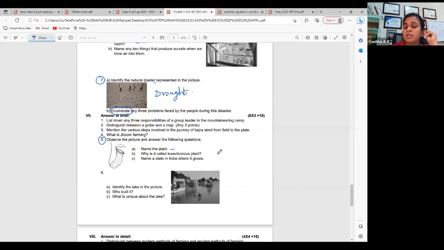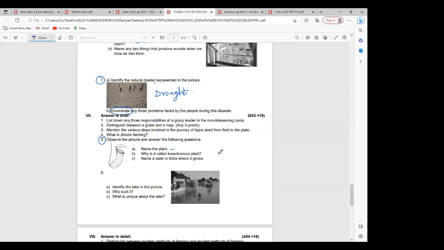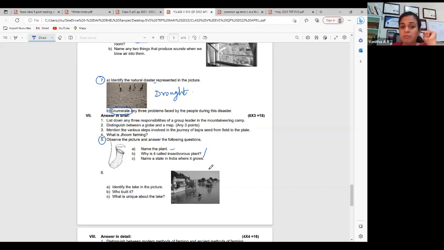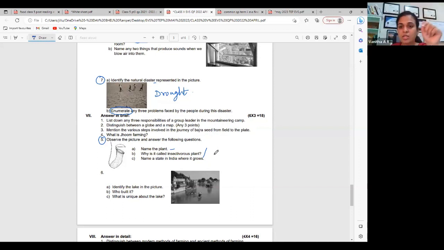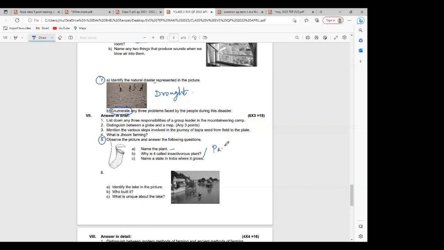Why is it called an insectivorous plant? It will eat only insects. So it is not green. It can't prepare its own food. Yeah, it can, even though it has chlorophyll. Why is it a heterotroph? I can put a question like that also. Though it has chlorophyll, why is it actually called a partial heterotroph?